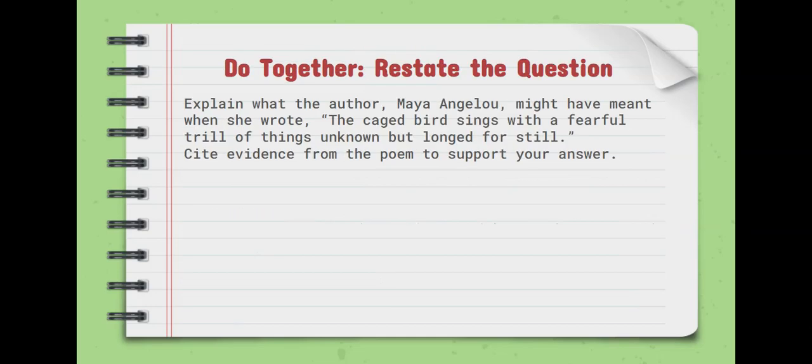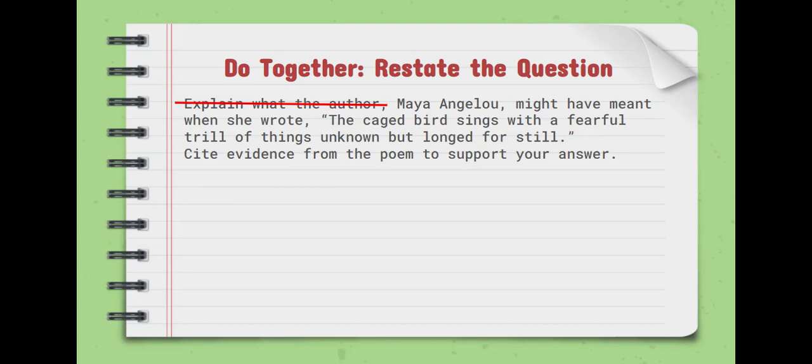So let's break it down. Here's what we do. Let's do it together. Explain what the author Maya Angelou might have meant when she wrote, "The caged bird sings with a fearful trill of things unknown but longed for still. Cite evidence from the poem to support your answer." Now there's some question words in there, like explain and cite evidence. Well, we don't need to say that in our restated question. So how can we do this? Let's take a peek here.